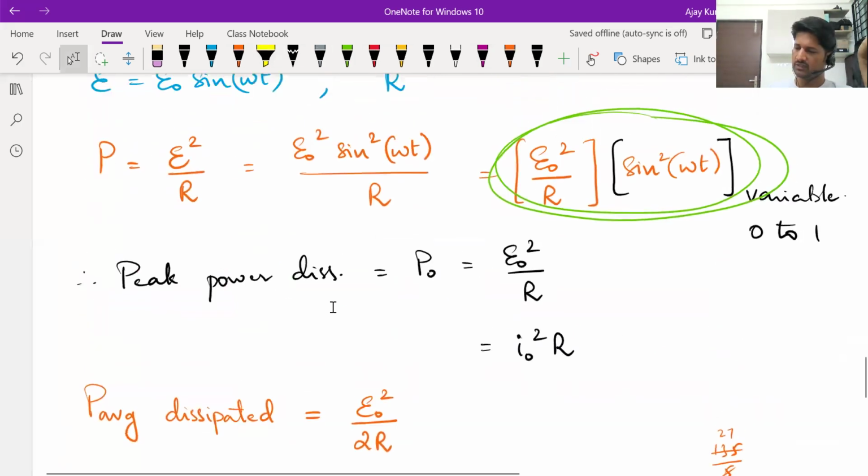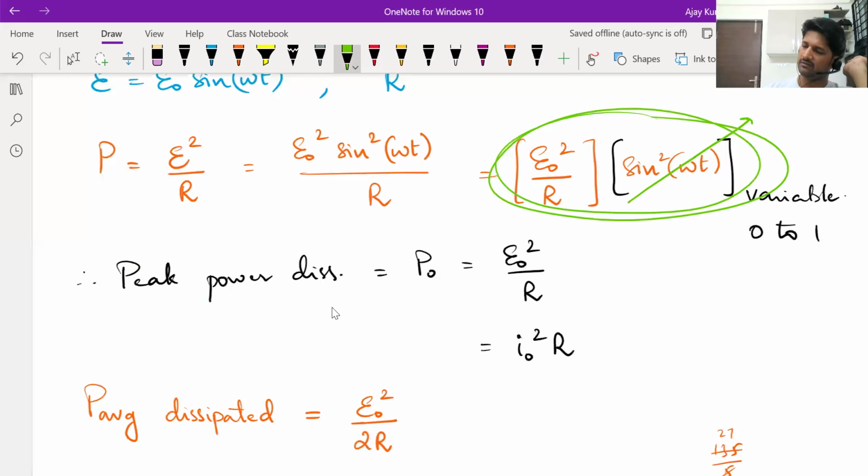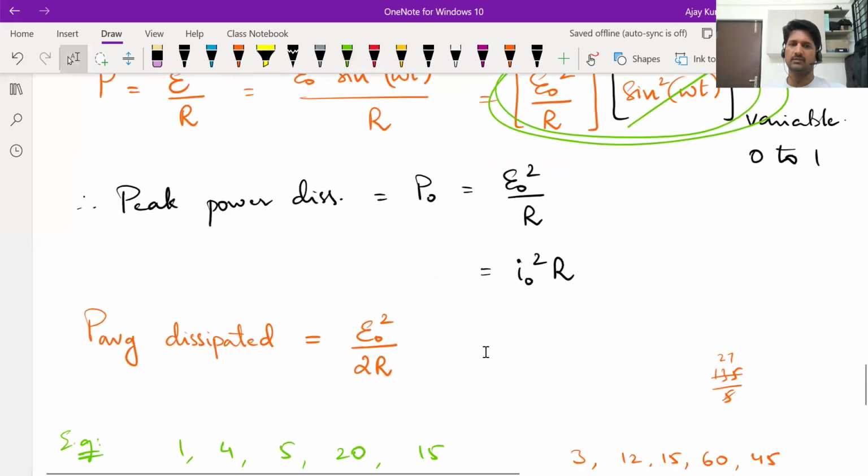So the same logic we are using here. The variable part is sine square. We know its average is half. Now, at all times, the sine square function was being multiplied with E naught square by R. Then finally the average also will get multiplied with E naught square by R, and the power will become E naught square by 2R, average power.